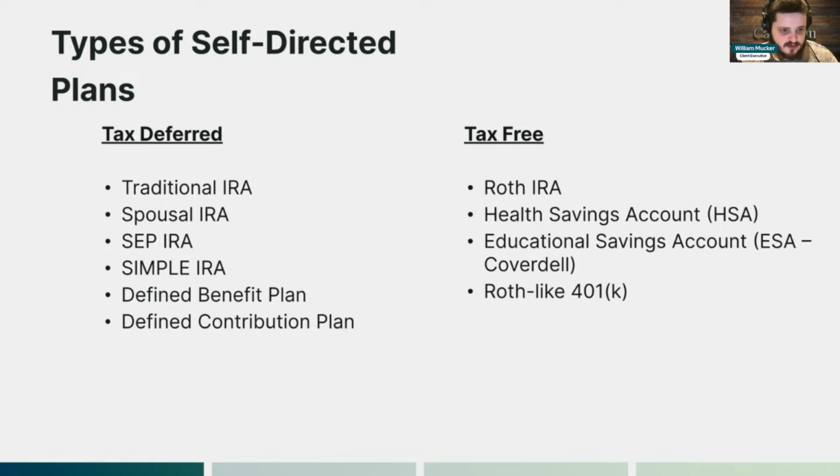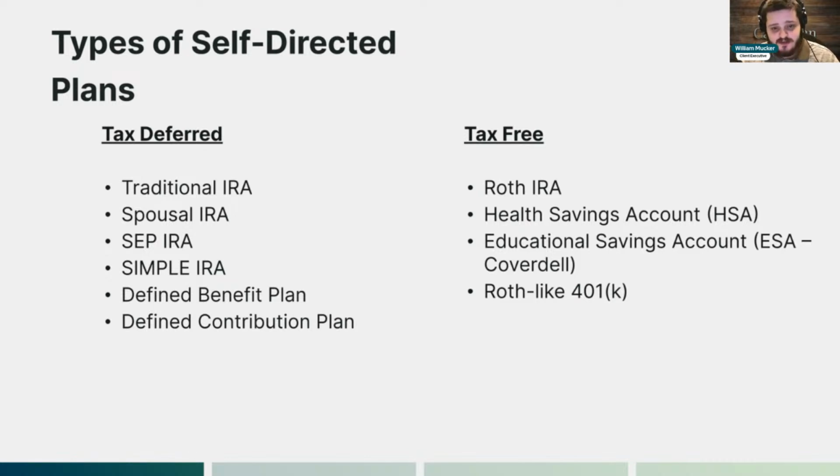More tax-deferred accounts we have are the SEP IRA, Simplified Employee Pension Plan IRA, and then the SIMPLE IRA, which is a Savings Incentive Match Plan for Employees. Those are employer-linked plans, of course, for small businesses and self-employed individuals. And then you also have the defined benefit plans and defined contribution plans, which are some more employer plans.